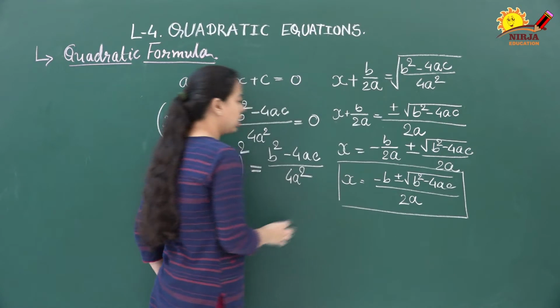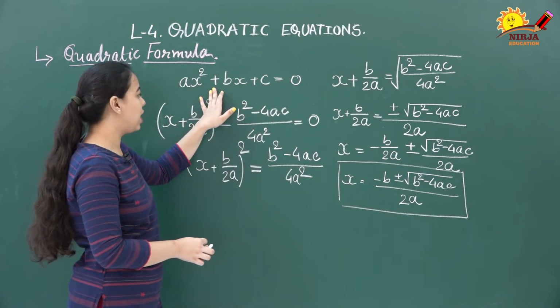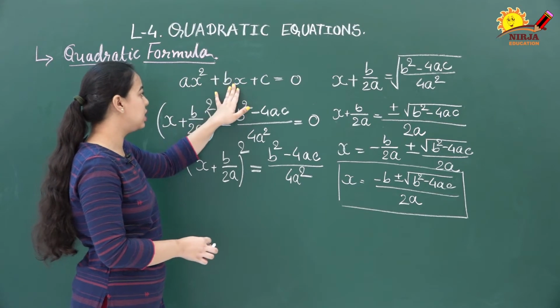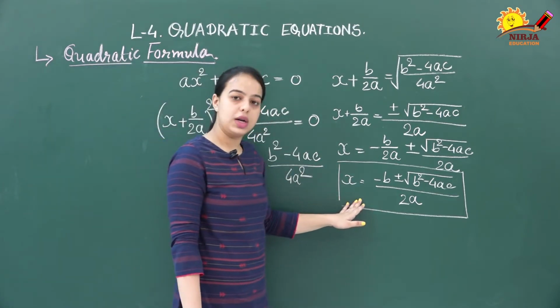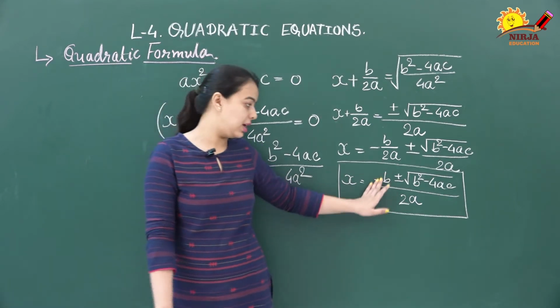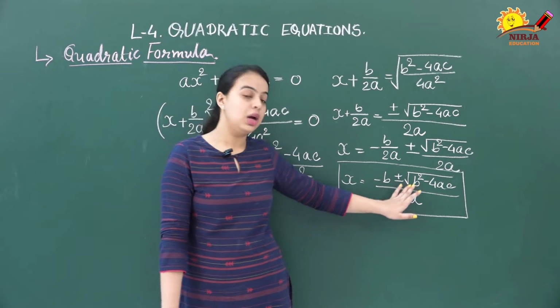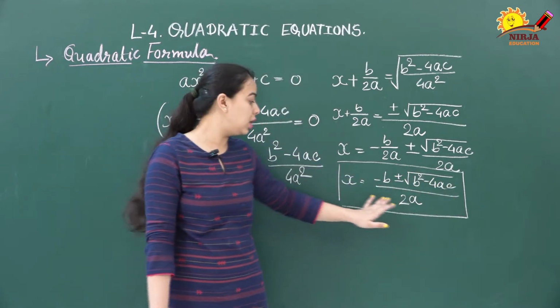And what is x over here? x is the variable. So this way we can find the solution of a quadratic equation by the quadratic formula. This is your quadratic formula which we need to remember. It is x is equal to minus b plus or minus square root of b square minus 4ac, denominator 2a.